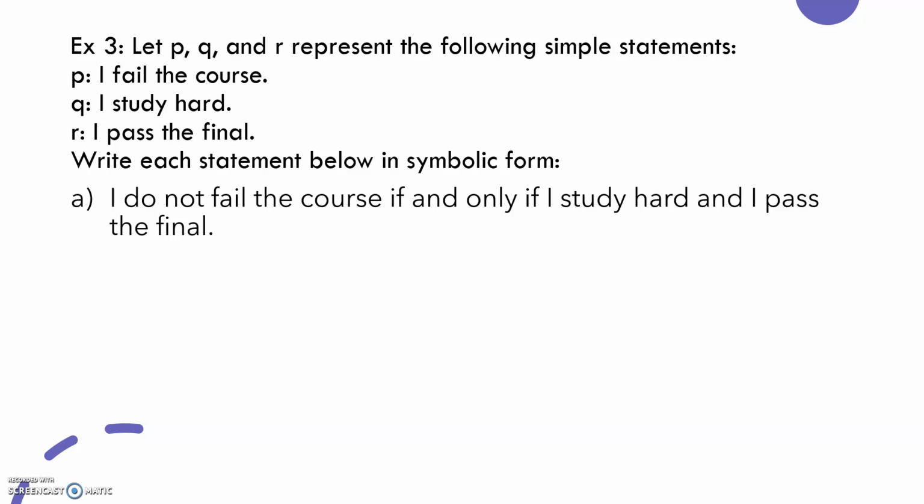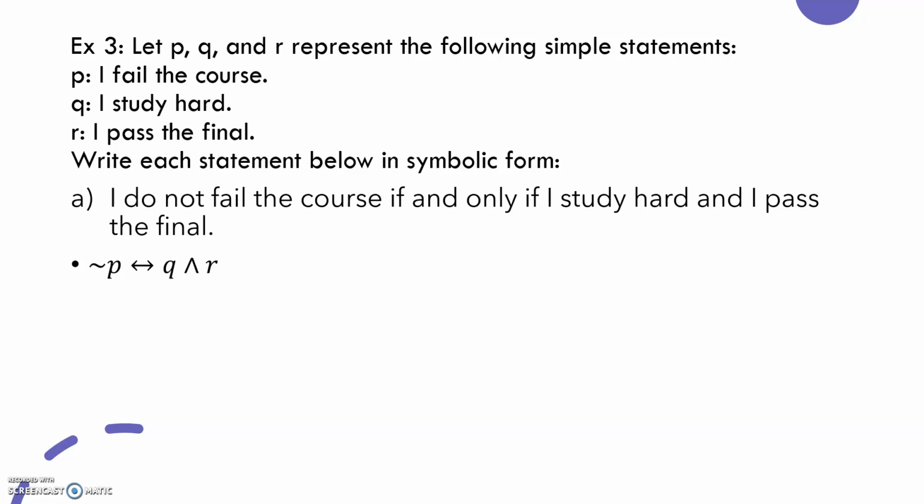So I do not fail the course. I passed the final is R. So I failed the course is P. So I do not fail the course would be not P. If and only if is the double arrow, I study hard is Q, and it's the upside down V, and I pass the final is R. So if I write all that in words, it says not P, double arrow, Q, and R.